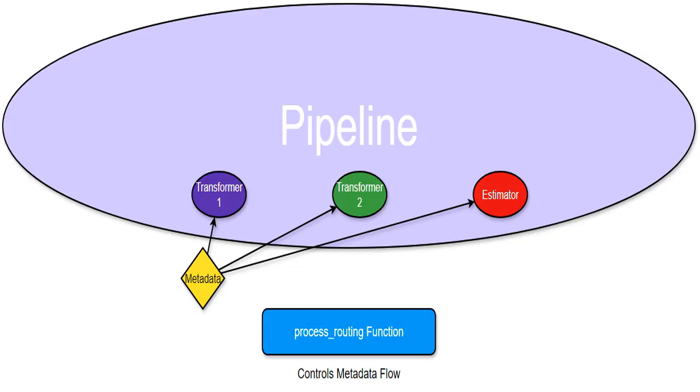This refers to the core function at the heart of the quiz. It's all about how scikit-learn manages metadata, that extra information, as it flows through your machine learning pipelines. Think of it as a traffic controller for your data's extra information.